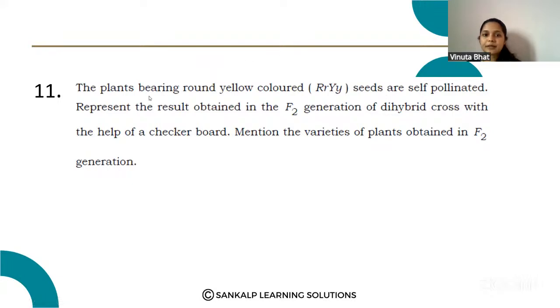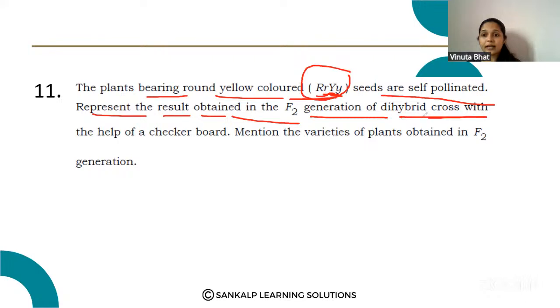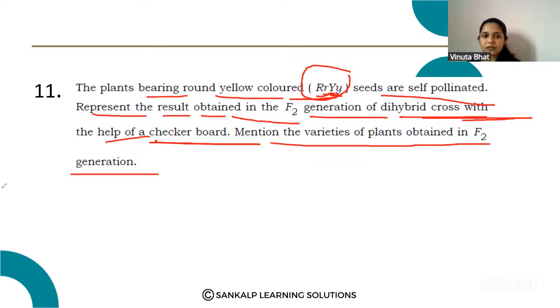The plants bearing round yellow colored seeds, their genotype is given, that is capital R, small r, capital Y, small y, are self-pollinated. Represent the result obtained in the F2 generation of a dihybrid cross. With the help of a checkerboard, mention the varieties of plants obtained in the F2 generation. What are the types of plants obtained in the F2 generation?